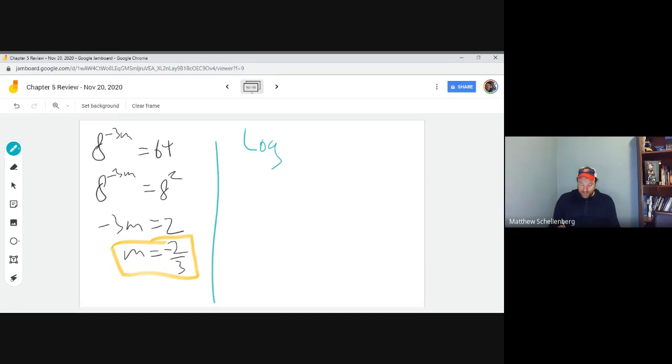Remember, the base is always the base, so that goes down there. The exponent is always on the other side. So that is over here, and then the 64 goes here. Punch it in a calculator. 8 to what power is 64? Calculator. 2. 2 equals minus 3m. Divide both sides by negative 3. Minus 2 over 3 equals m. Same answer. So maybe I shouldn't knock the logarithm. I mean, it is kind of the theme of the chapter.